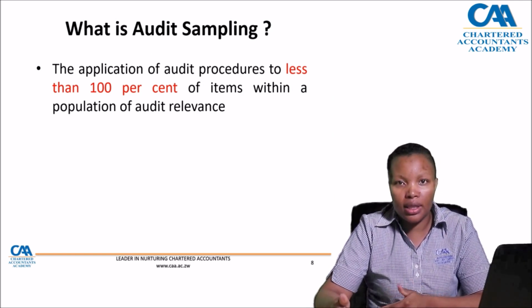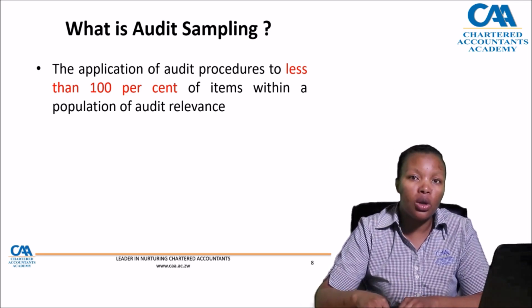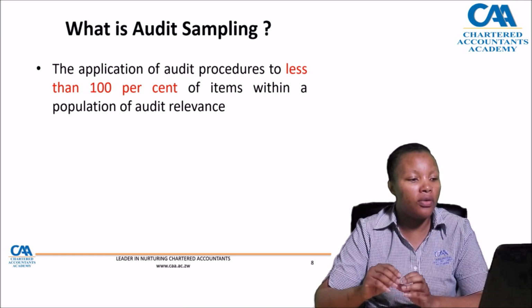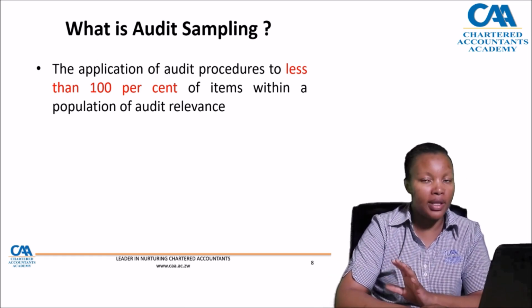What is audit sampling? Audit sampling is the application of auditing procedures to less than 100% of the items within a population of audit relevance.